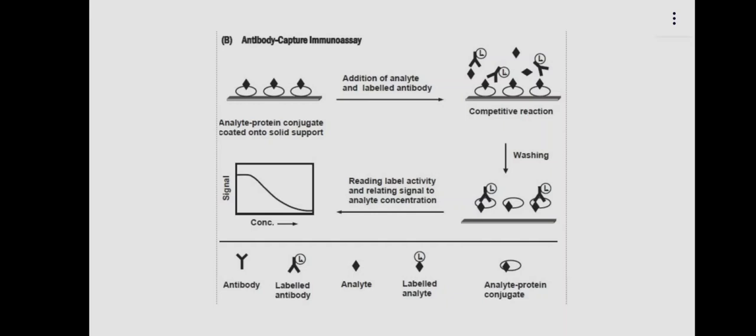So the next step, just like the other method, is reading the label activity. And the response will decrease with increasing concentration of the analyte. Because in that case, a higher proportion of labeled antibodies will be washed off because they have bound to the sample molecules.